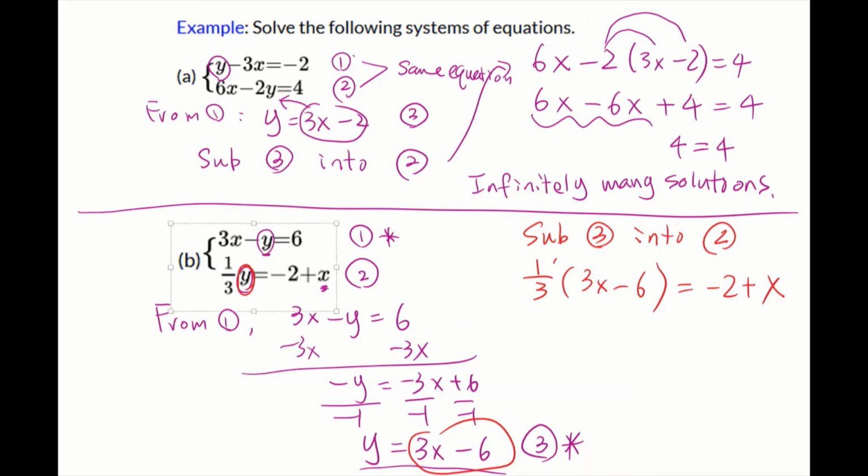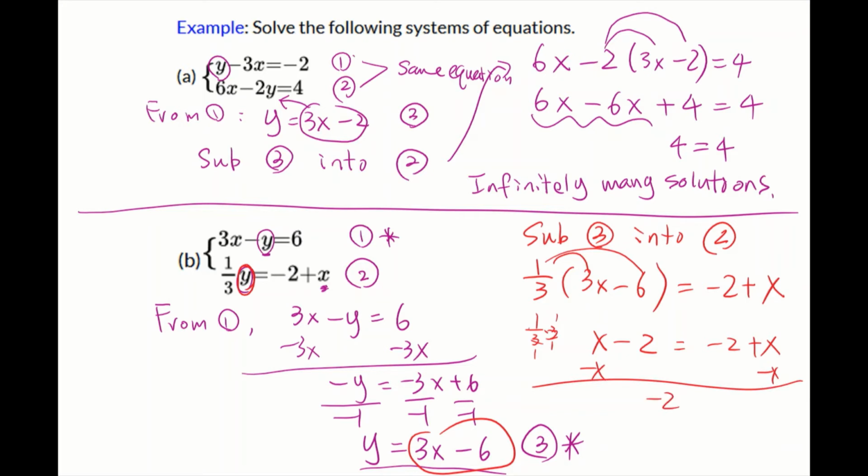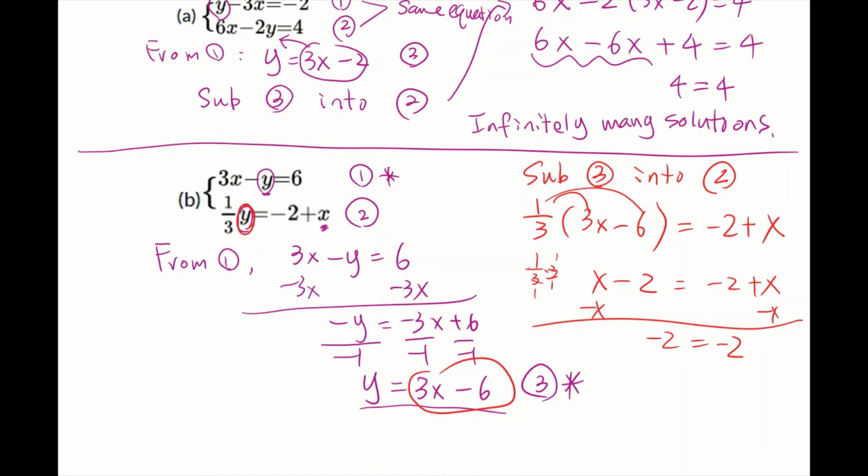Okay, distribute. We have 1/3 times 3x. So 1/3 times 3, that's 1. Okay, so we have 1x, which is x, minus 6 times 1/3. That's 2. Okay, I'm going to subtract x on both sides. So I get negative 2 equals negative 2. So what is the solution? We have infinitely many solutions.